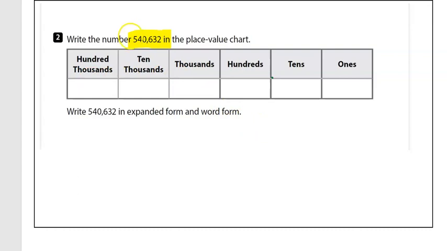So again, write 540,632 on your big place value chart. Fill it in on this one. Use your big place value chart to help in writing expanded form if you need to, and then check back. All right, let's get going.